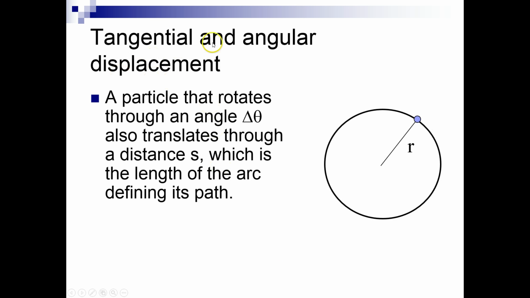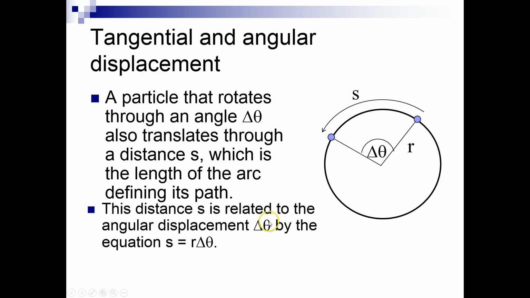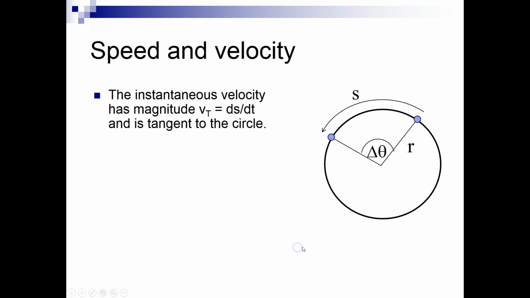If we go on and look at tangential and angular displacement, when a particle rotates through an angle, for example, we have this angle here through a distance s, and so this would be part of the curve, and that's just the length of the arc defining the path. We can say that the distance s is related to the angular displacement delta theta, which is our angle change, by the equation s equals the radius times that change in angle. And so you'll see that on this diagram.